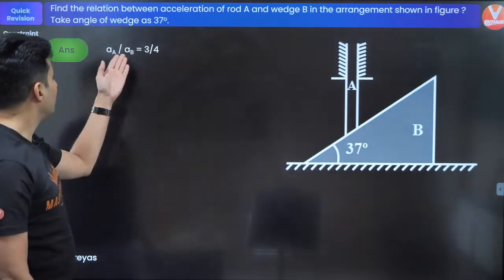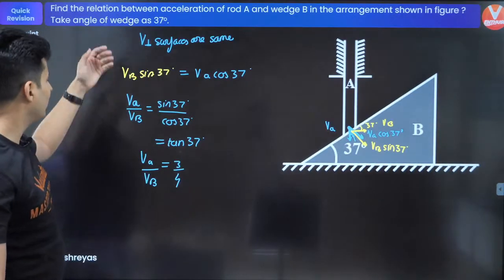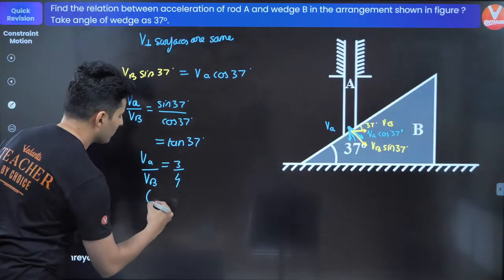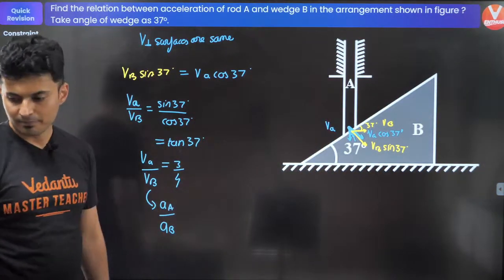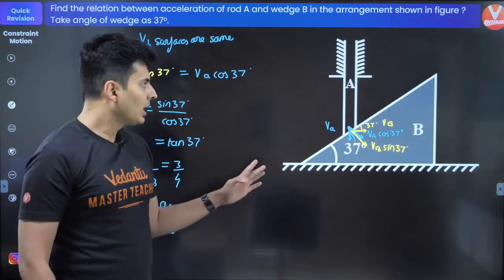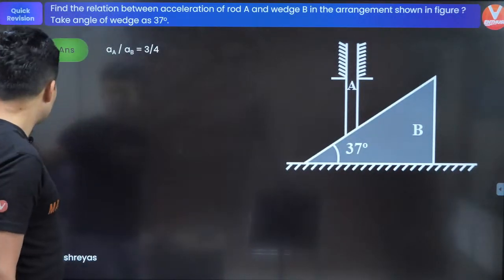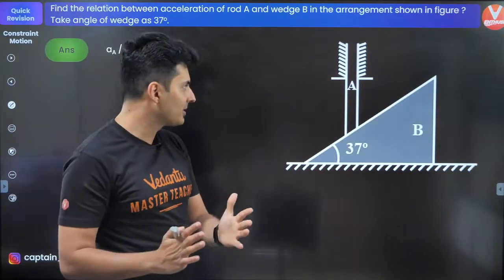And velocities ratio, acceleration ratio, same thing, 3 by 4. Okay, you have to find the acceleration ratio. This will also be equal to acceleration of A upon acceleration of B. Same thing. Okay, got it? Everyone? There is also one more way of solving this. I will just show that to you, just so that we have explored different ways.